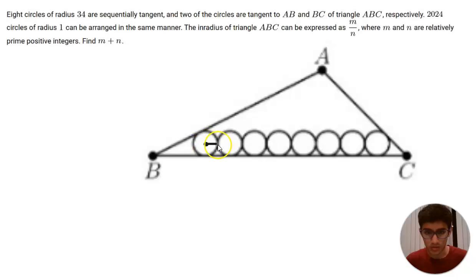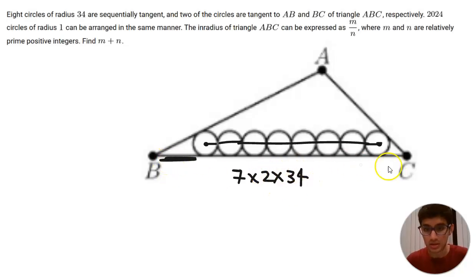So what do we have here? We're going to have 34 plus 34, so on, so on, until here, then another 34. So in total it's 8 circles minus this end minus this end. So that's 7 times 2 times 34. That's that length over there.